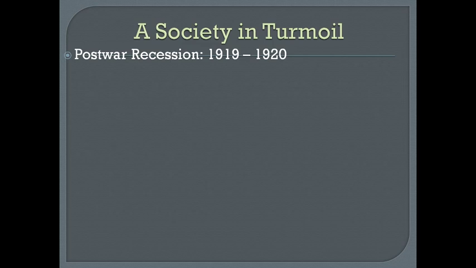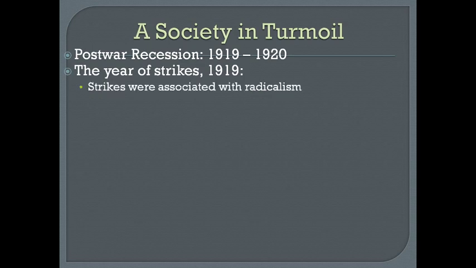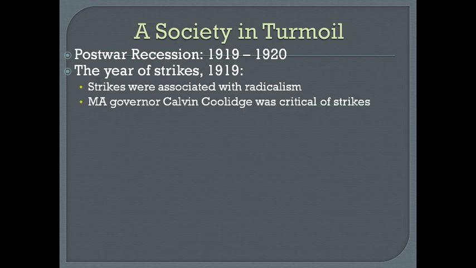But without digressing too much, basically after the war, there was a recession, and 1919 is commonly known as the year of strikes because, especially due to this recession, there would be many strikes going on with unions. And strikes were associated with radicalism, so they were really looked down upon by the American citizens. And a Massachusetts governor named Calvin Coolidge, who later becomes president, was very critical of strikes, and that gained him popularity.